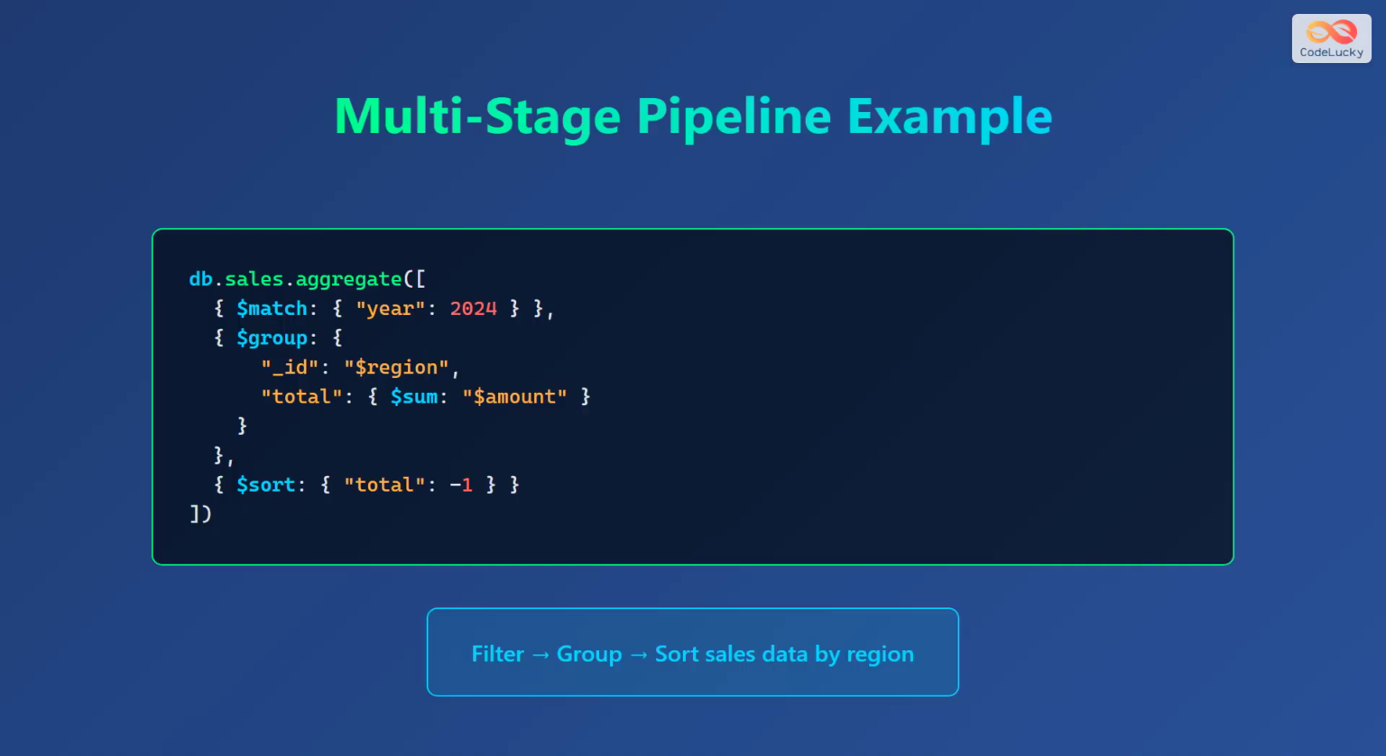Let's combine multiple stages in a single pipeline. Here we're using db.sales.aggregate with 3 stages. First, we use $match to filter sales data for the year 2024. Second, we use $group to group the filtered sales data by region and calculate the total sales amount for each region. Third, we use $sort to sort the results by total sales in descending order, represented by -1. This pipeline effectively filters, groups, and sorts sales data by region for the year 2024.